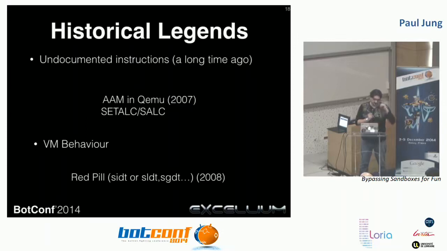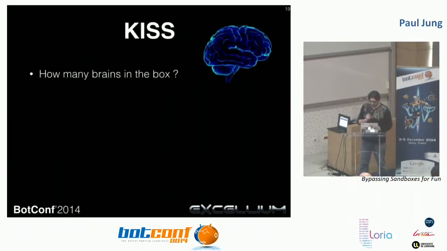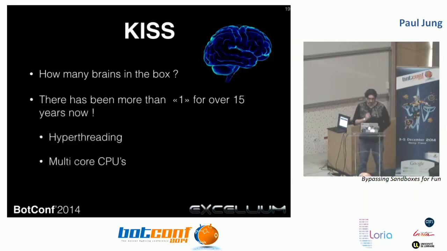So how to detect a sandbox without using an API? It's still possible. It's quite simple. How many brains in the box? For 15 years now, you have had multi-core. So you have hyper-threading, multi-CPUs and hyper-threading. So you never have only one CPU. It's clear. And if you take a look at some sandboxes, currently you may see that you have one CPU. How to see how many CPUs you have without using an API?